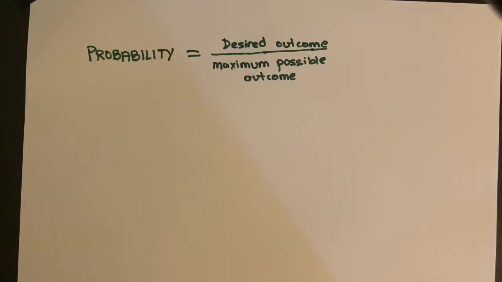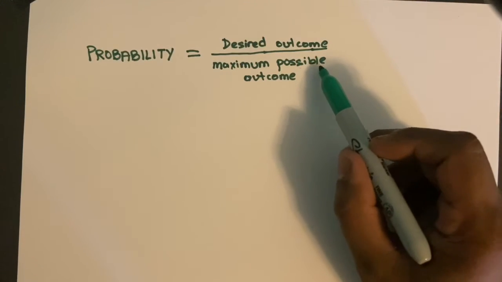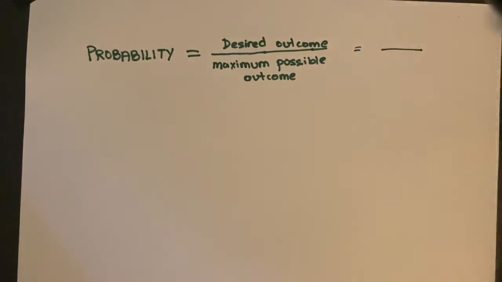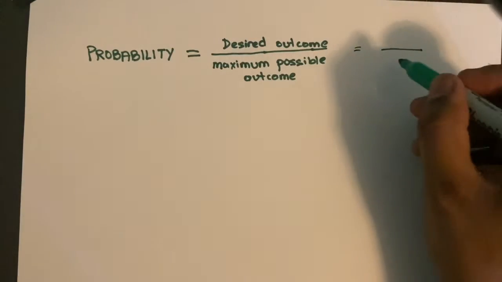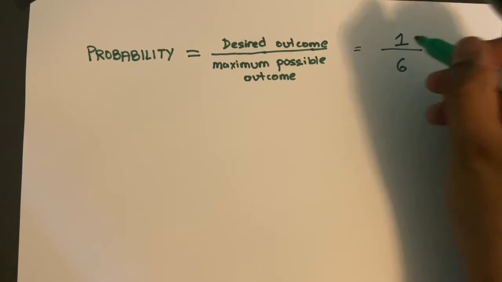Probability of an event happening can be calculated by finding the maximum possible number of outcomes and then the number of desired outcomes. So for example, if we are rolling a dice and we want a 4, we first need to figure out what is the maximum possible number of outcomes. If I'm rolling a dice, there are 6 sides to any dice, and that's my maximum possible outcome. Now my desired outcome is a 4. How many 4s do we have? 1. Therefore, it will be 1/6.